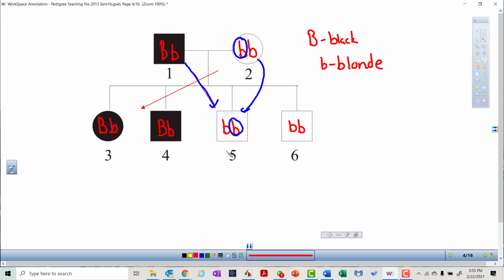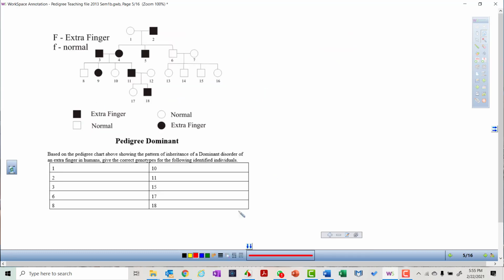All I gave you was shapes in the beginning, but based on our understanding that this is a dominant pedigree, I've been able to solve the genotypes of every single person on here. Now that we have seen how this works, your task is to work through this practice. You will see this on the course website.